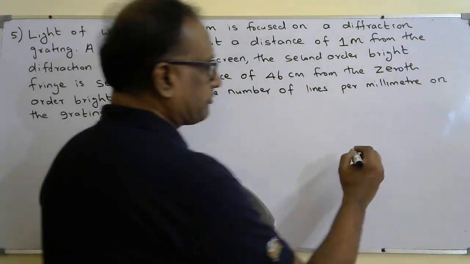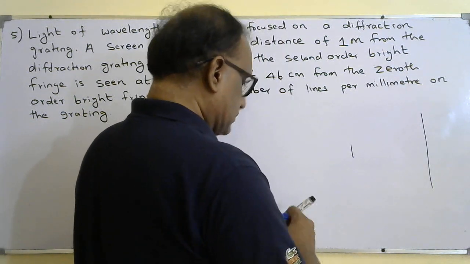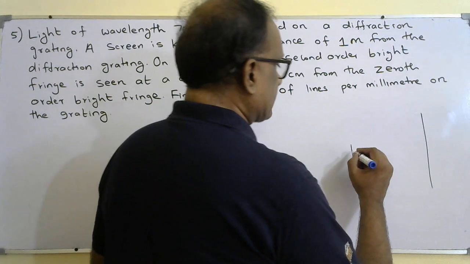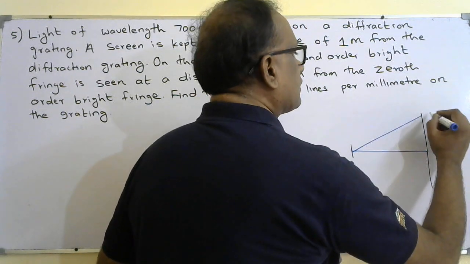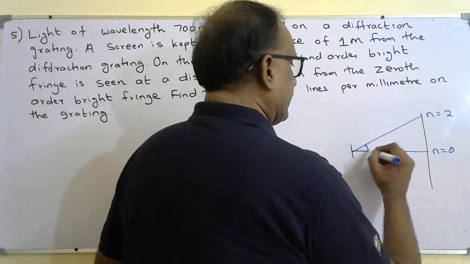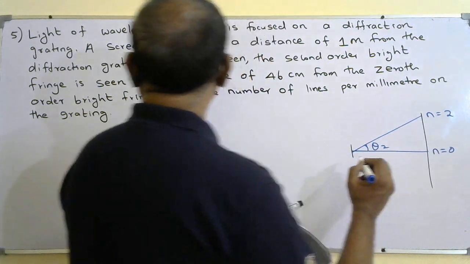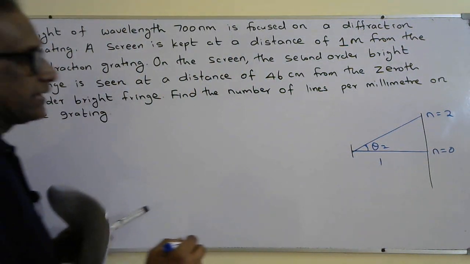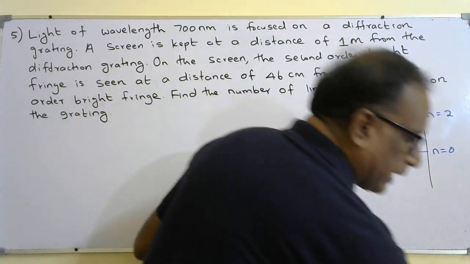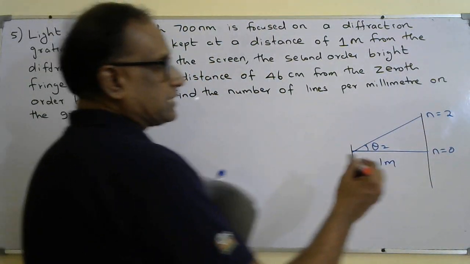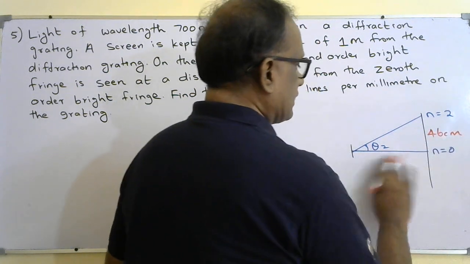So if I consider this is the diffraction grating and this is the screen, the 0th order is here, second order is here, so the angle θ2 we need to find. The distance of the screen from the grating is 1 meter, and the distance of the second bright band from the 0th order is given as 46 centimeters. This is 1 meter.